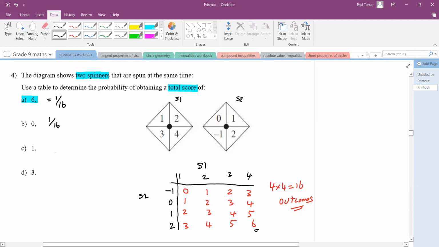And for C, a chance of 1. Well, for 1, there are 2 numbers. So your chance of getting a 1 is 2 out of 16, which is 1 out of 8. So it's a little bit more likely than the other numbers. And 3, what's the chance of getting a 3? So we have 1, 2, 3, 4. So there are 4 3s. So we know there are 4 chances out of 16, which simplifies to 1 out of 4.